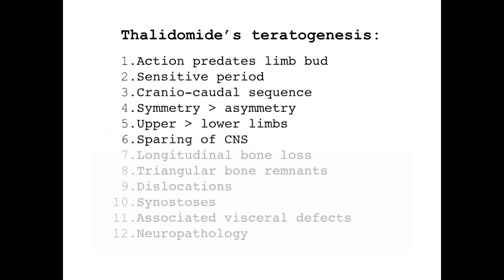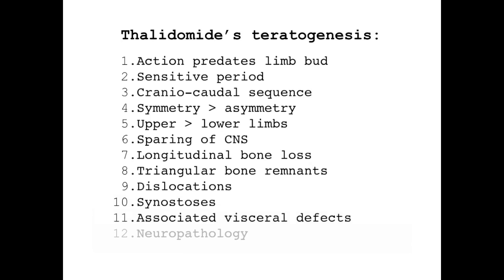Sixthly, there was sparing of the central nervous system. And 7, longitudinal bone loss, triangular bone remnants, dislocations, and dysostoses. There were also associated visceral defects, well described in the British Ministry of Health booklet on thalidomide embryopathy. And finally, neuropathology has been established with the use of thalidomide. This talk is going to examine these 12 phenomena.